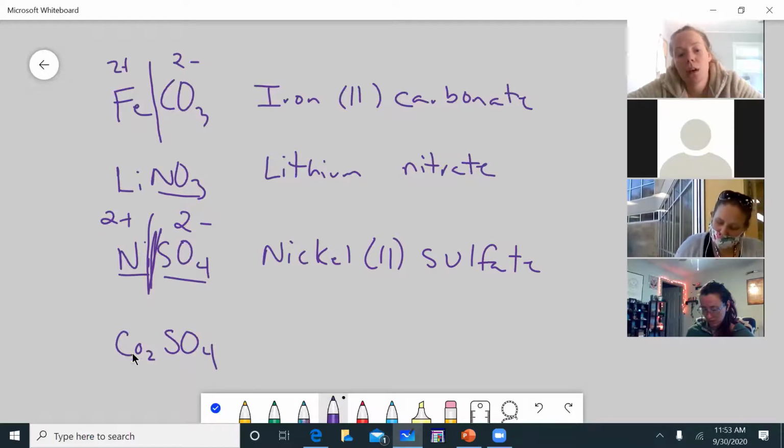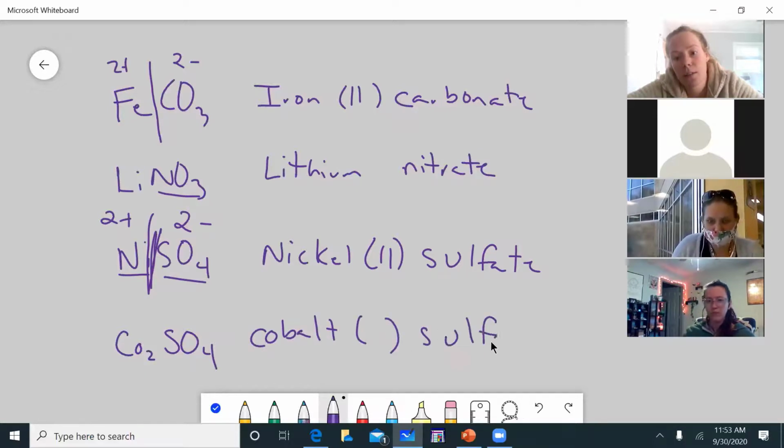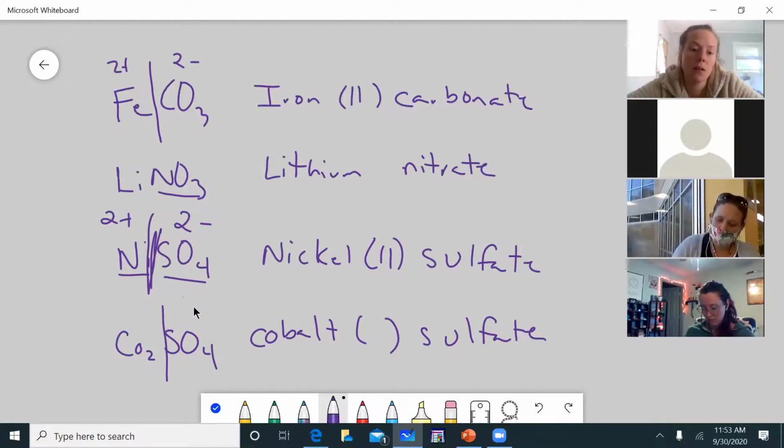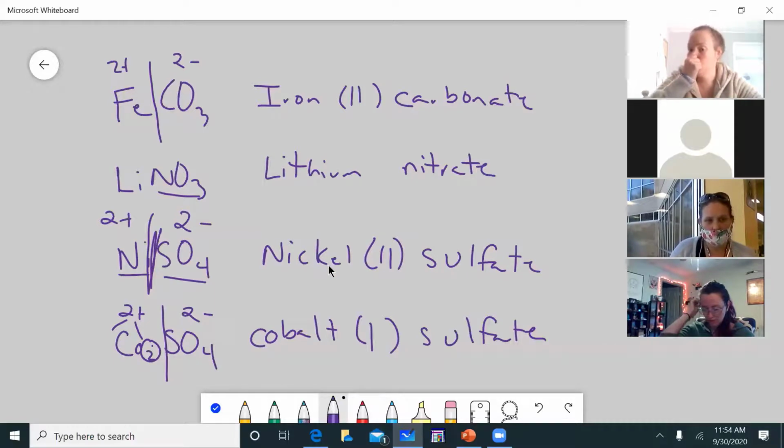Cobalt. CoSO4, this is going to be cobalt, some sort of charge, and this is also sulfate. Right, so this here is a 2- charge, this has a 2+ charge, and it's divided amongst 2, so it's actually cobalt(I) sulfate.